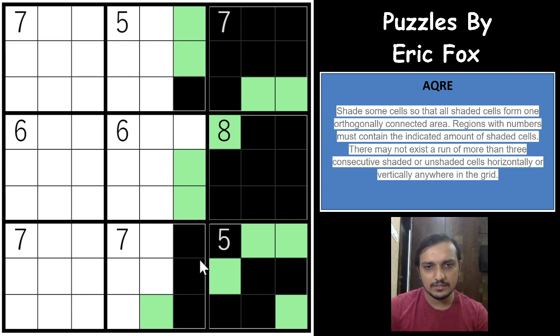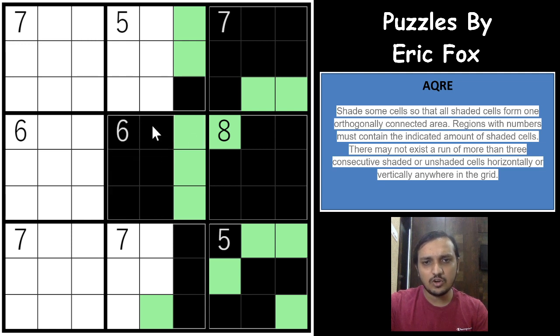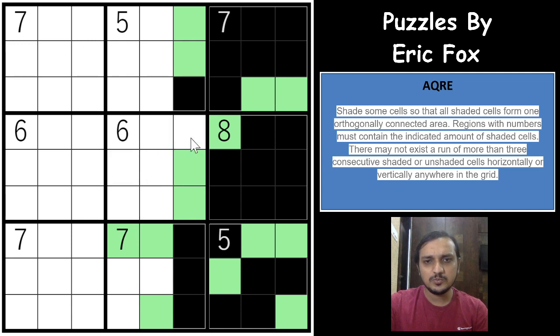Let us see if we get anything else. Okay, now that's an excellent logic here again. If this cell is unshaded, what happens here is for the 6 all the other cells will have to be shaded, and both of these cells will be unshaded. So you have exactly 6 cells remaining in the 7 region, right? Not possible.